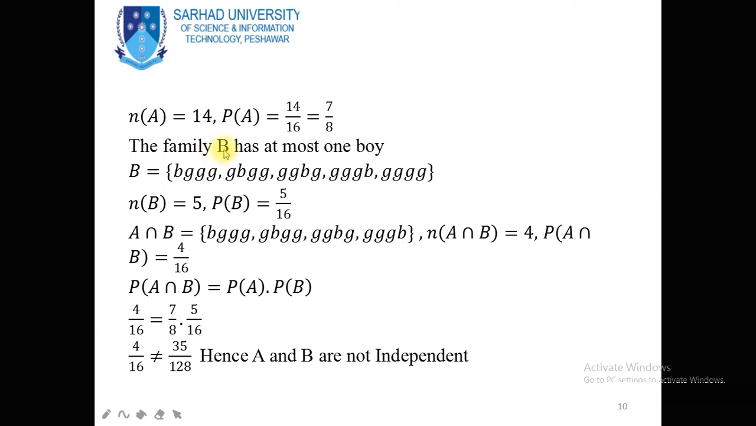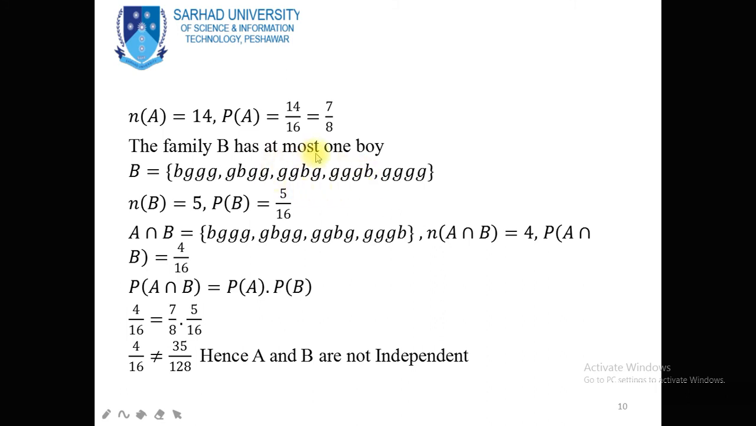Now the family B, at most one boy. For this description, the possible outcomes from the sample space for this event B are B, G, G, and G, G, B, double G, B, G, triple G, B, and G, G, G, and G. These are the outcomes in which there is at most one boy. At most one boy, so we select those outcomes in which the number of boys is not greater than one.